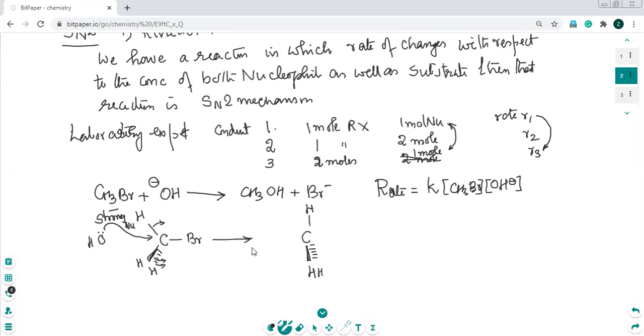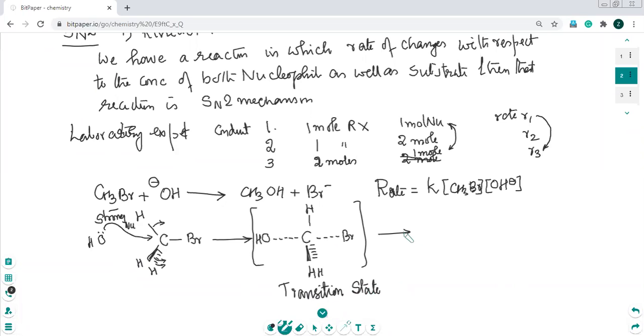Now, here the OH bond is half formed, and here the Br bond is half broken. So this is the transition state. Remember, this is not an intermediate. This is what you call a transition state. This is what you have to draw when you are asked to draw the mechanism of an SN2 reaction.